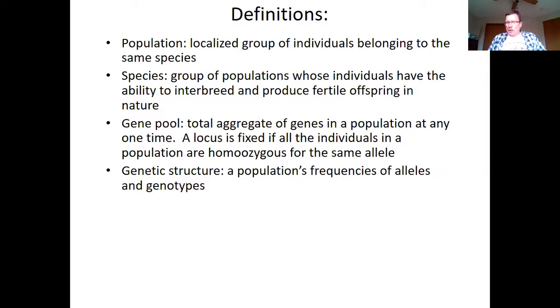The gene pool is the total amount of genes in a population at any given time. A locus is fixed if all the individuals in a population are homozygous for the same allele. And then the genetic structure of the population is the frequency of alleles and genotypes. We're going to talk about Hardy-Weinberg equilibrium, one of the big statistical things in population genetics, as they look at trends of changes in allele frequency and adaptations over time.